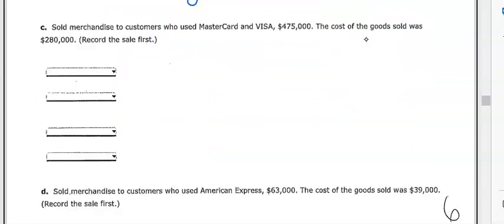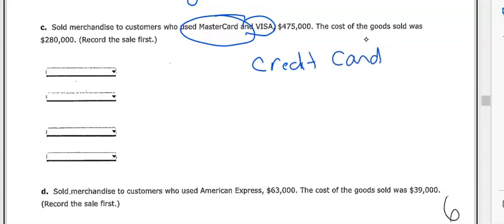Sold merchandise to customers using MasterCard. So our customers used MasterCard and Visa, a credit card. Well, right when they swipe their card, it charges them, and right away it puts the cash into our bank account. So whenever you see a credit card sale, we're going to consider it a cash sale. Credit card sales are cash sales.